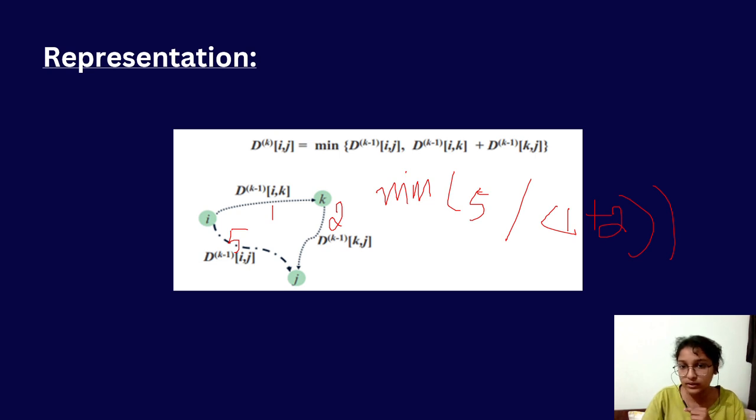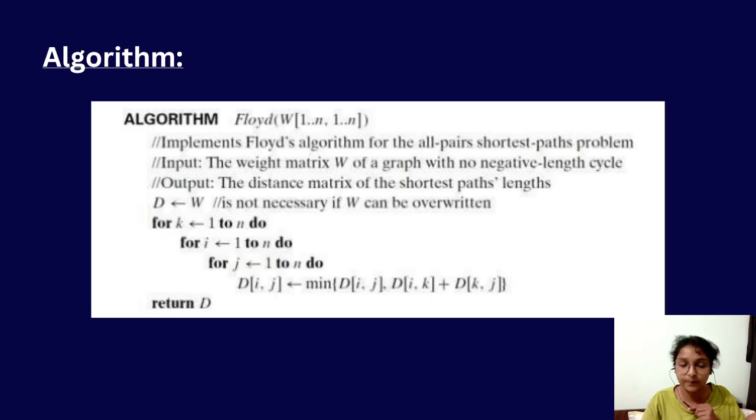Which is the minimum? Obviously 2. Sorry, obviously it is 3. So if you travel through an intermediate node, it will be shorter and optimal. That is what Floyd's algorithm is saying. So the algorithm is like this: we take the minimum distance between the direct node or the sum through intermediate nodes.